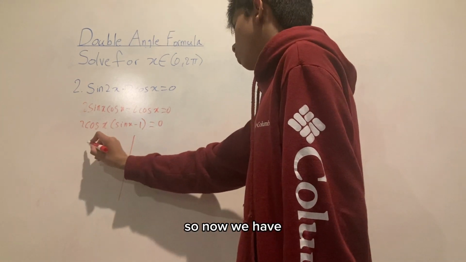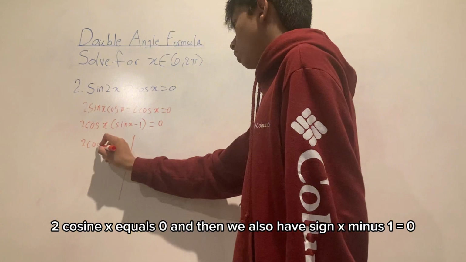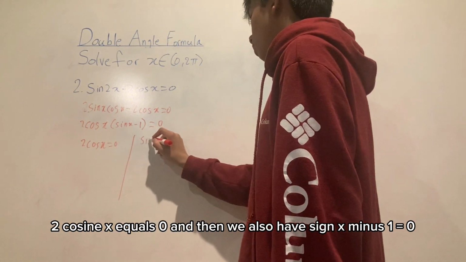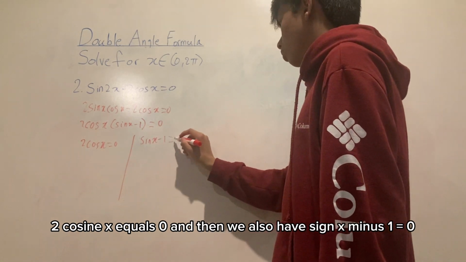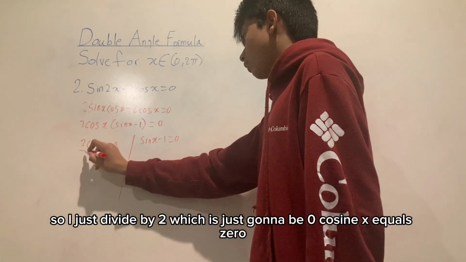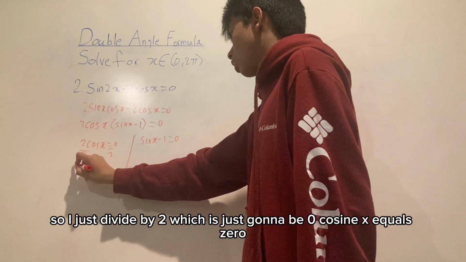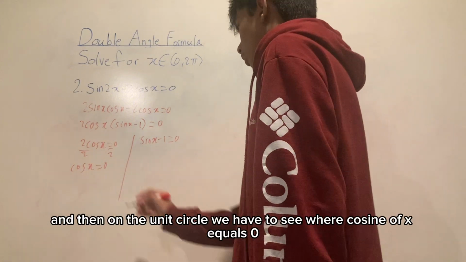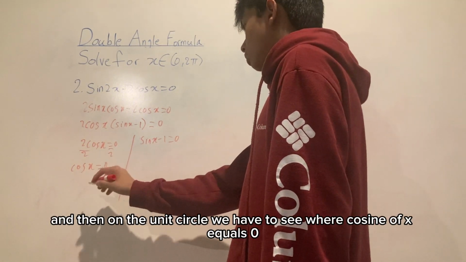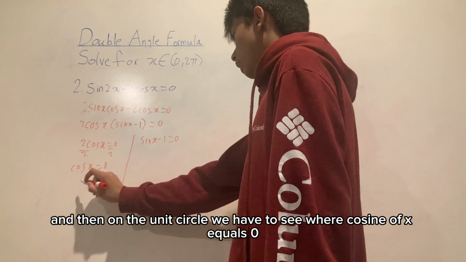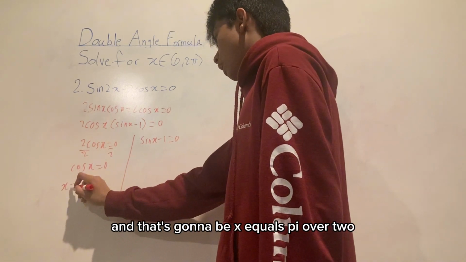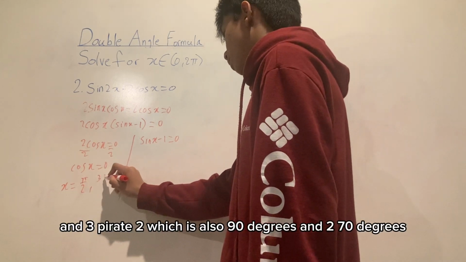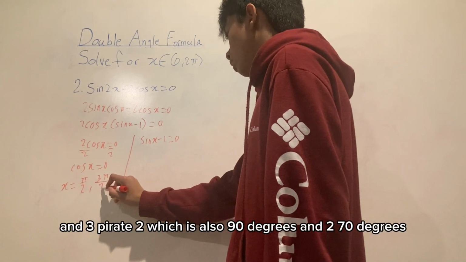So now let's split it apart. We have 2 cosine x equals 0, and we also have sine x minus 1 equals 0. Let's divide by 2, so cosine x equals 0. And then on the unit circle, we have to see where cosine of x equals 0. That's going to be x equals pi over 2 and 3 pi over 2, which is also 90 degrees and 270 degrees.